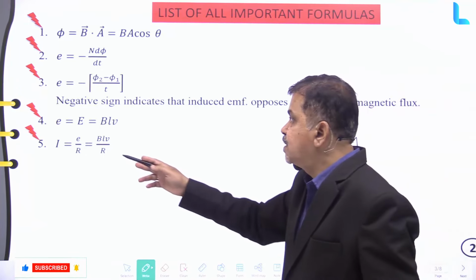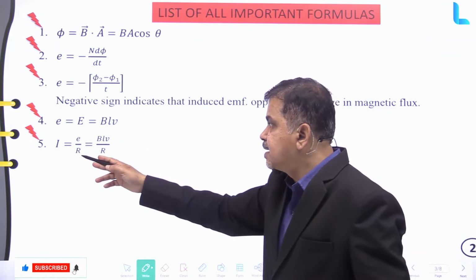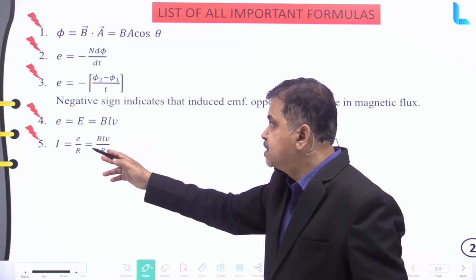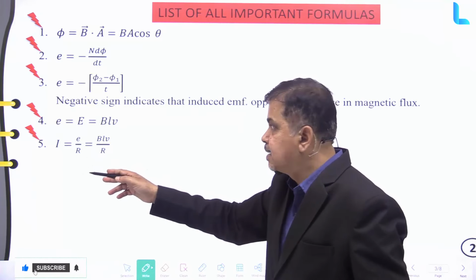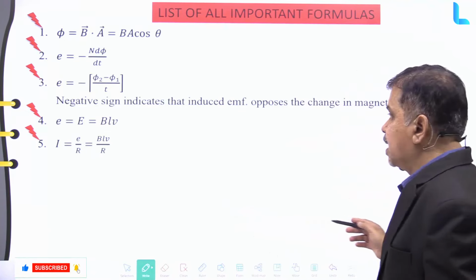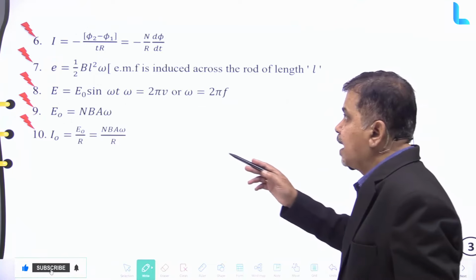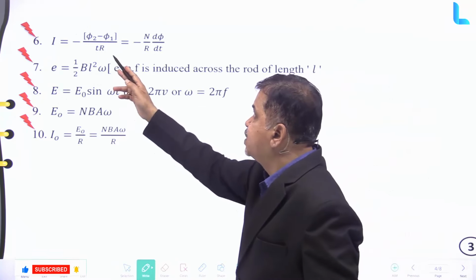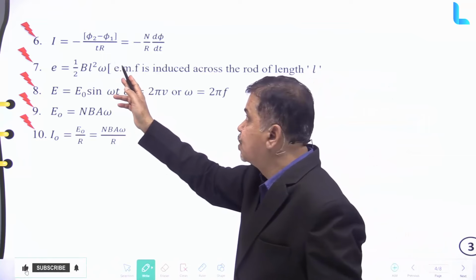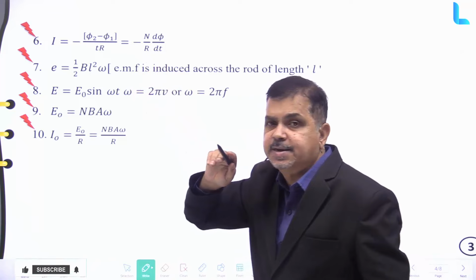The induced EMF E is also equal to B into L into V, and further I is given by the induced EMF divided by R, which is equal to B into L into V divided by R. Then we have the current I equal to phi 2 minus phi 1 divided by t into R, that is equal to minus N by R into d phi by dt.